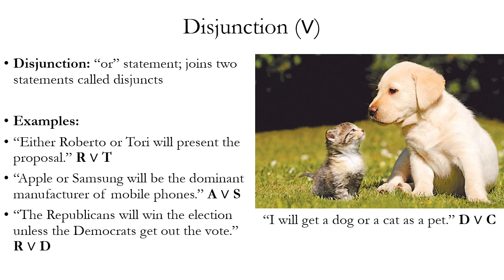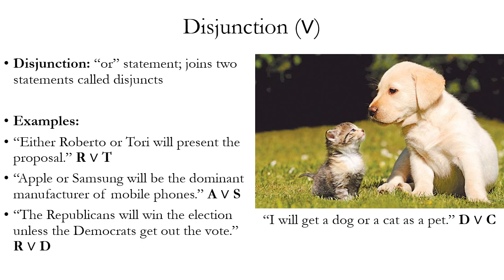But let's look at some examples of the disjunction. Either Roberto or Tori will present the proposal. Now sometimes with disjunctions you have the word either before the first disjunct, but it's basically optional. The logical idea is going to be the same regardless of whether you have just or also either or. In this case, we have R symbolizing the statement Roberto will present the proposal, and T symbolizing the statement Tori will present the proposal. The predicate, or the second part of that statement, has not been added to the first disjunct because it doesn't need to be repeated. We can basically abbreviate it in English and express the same logical idea.